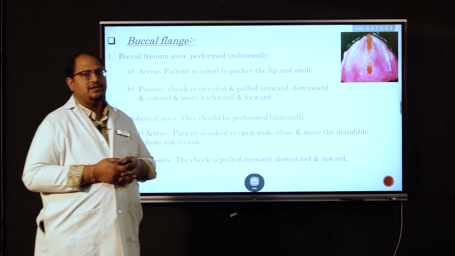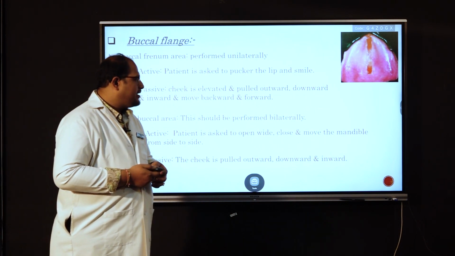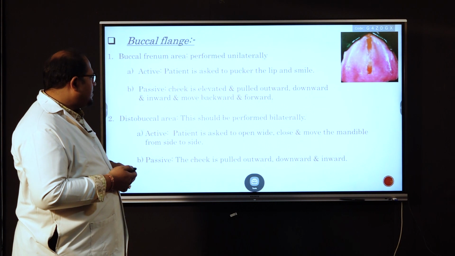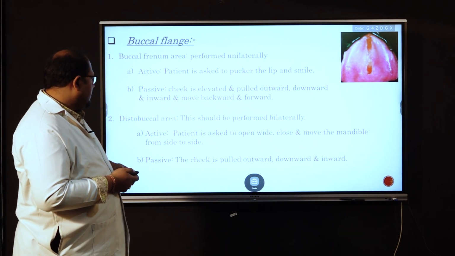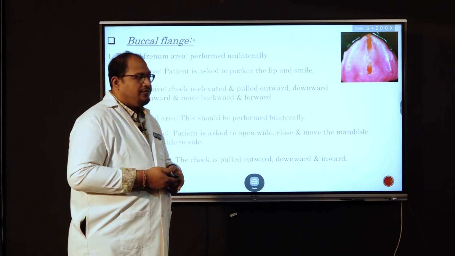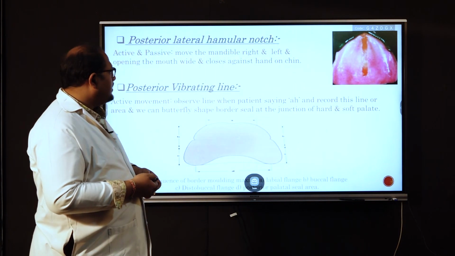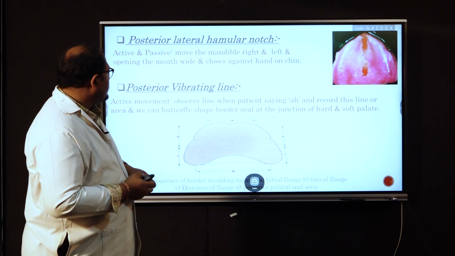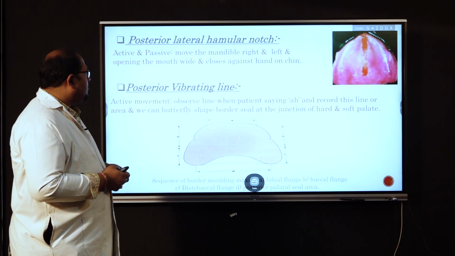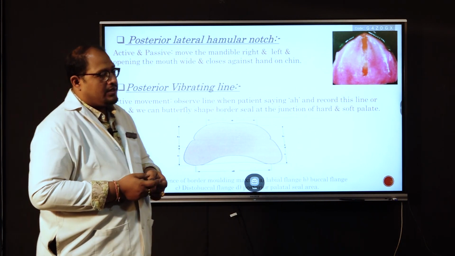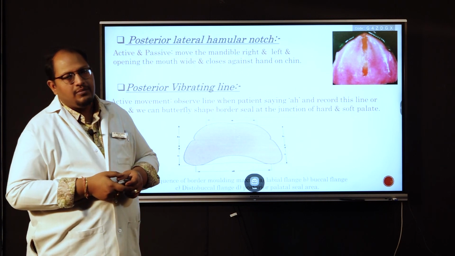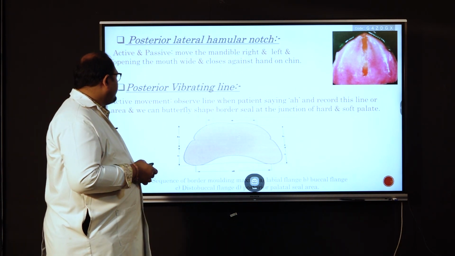So that particular section will be recorded by the functional movement by asking the patient to move the mandible side to side, and also when we ask the patient to open wide, we will record the width of the particular distobuccal area. Coming to posterior part of lateral hamular notch. While opening wide, we have to press the chin area with the hand. That will take care of the posterior lateral part of the hamular notch.